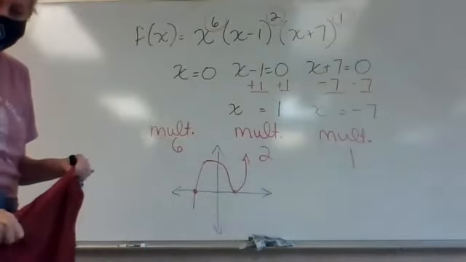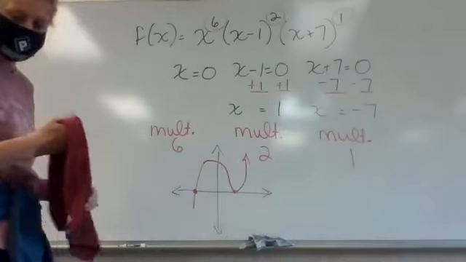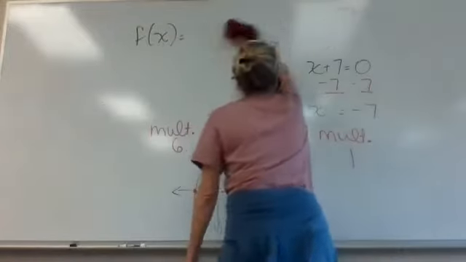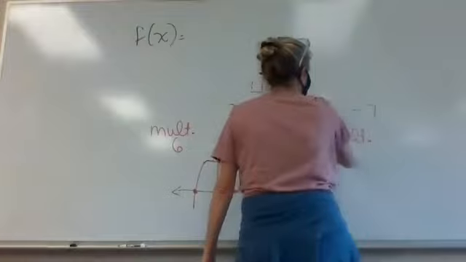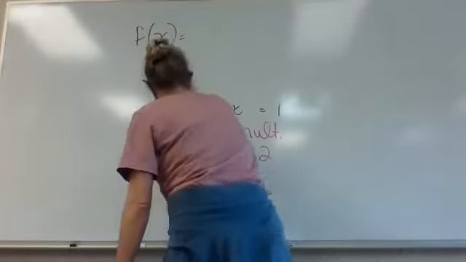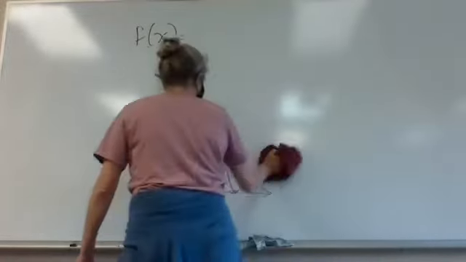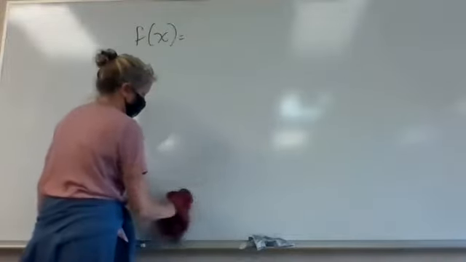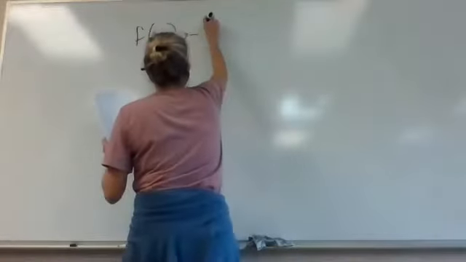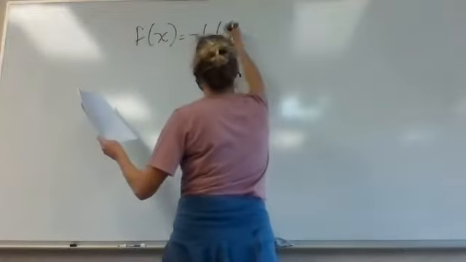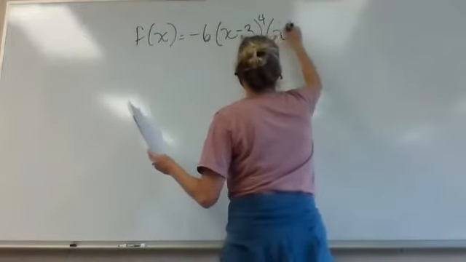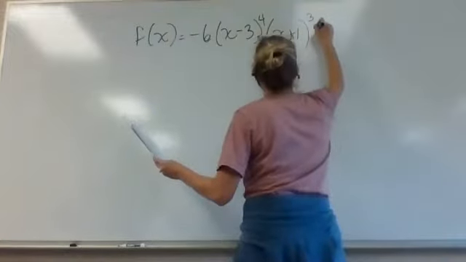All right, number eight is like this one also. All right, number A, f of x equals negative six, open parenthesis, x minus three to the fourth, x plus one to the third, x squared.